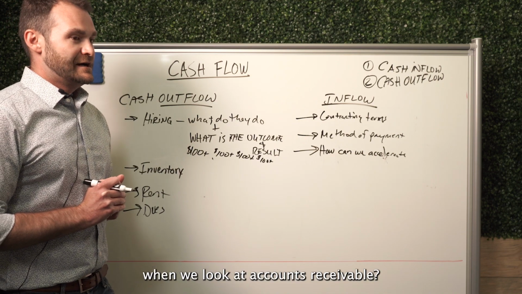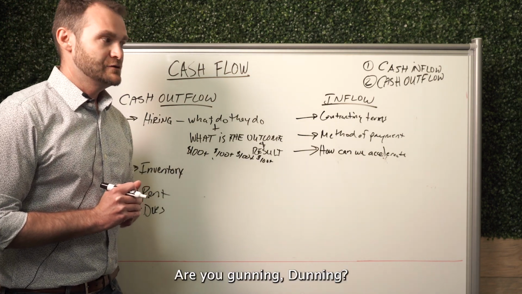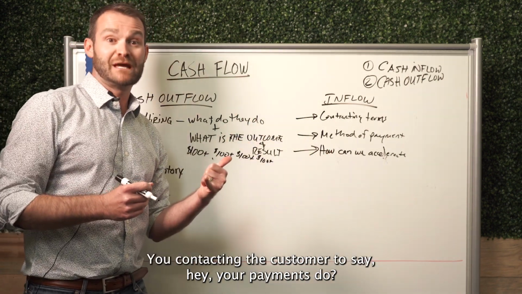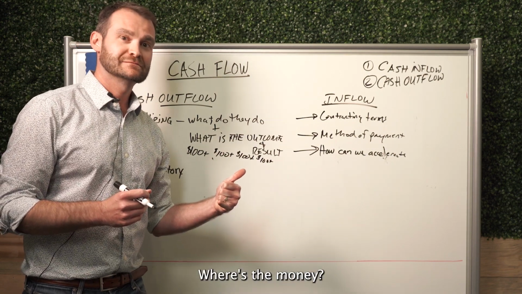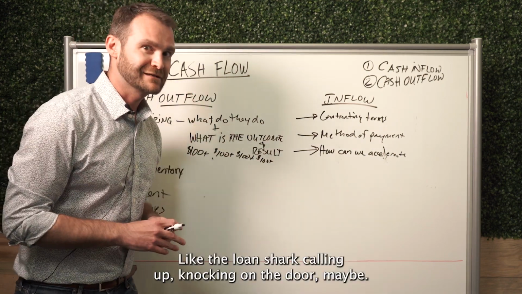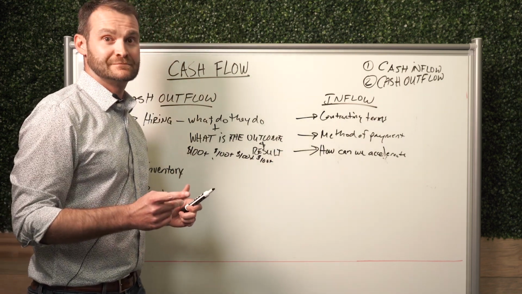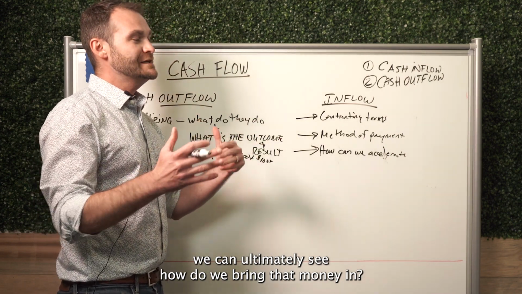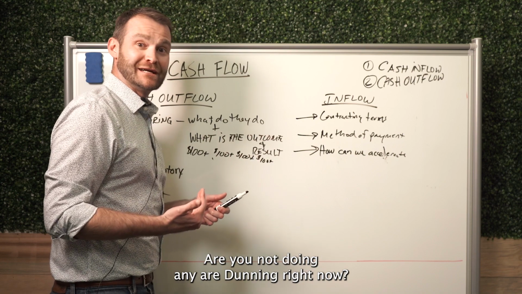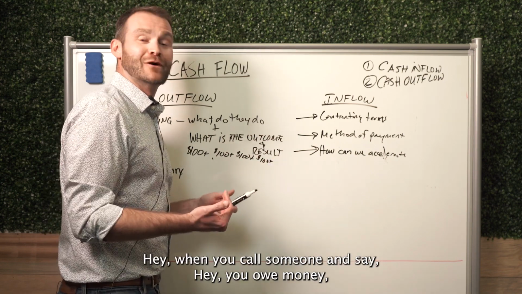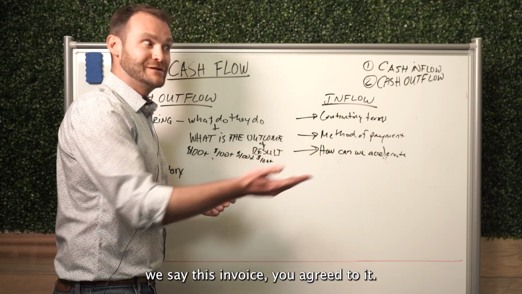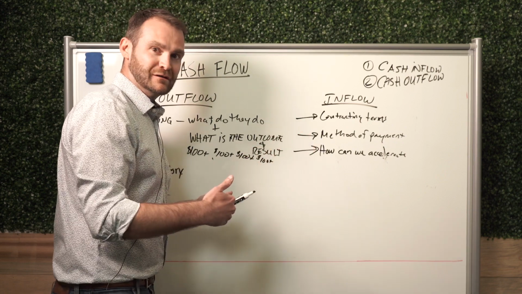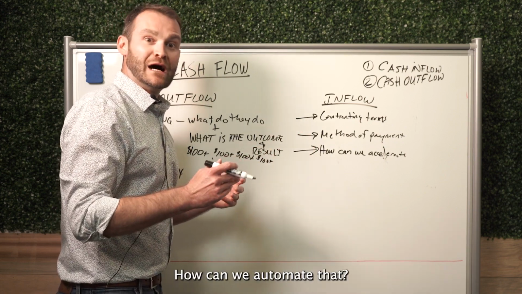When we look at accounts receivable, great, are you dunning? Dunning is, are you calling the customer? Are you contacting the customer to say, hey, your payment's due, where's the money? Kind of like the loan shark calling up, knocking on the door maybe. Where's the money? So when we look at that, we can ultimately see, how do we bring that money in? Are you not doing any AR dunning right now? When you call someone and say, hey, you owe money, we sent you this invoice, you agreed to it, the reality is you're much more likely to get a faster payment than if you didn't call at all. But there are a lot of tools, well, how can we automate that dunning?